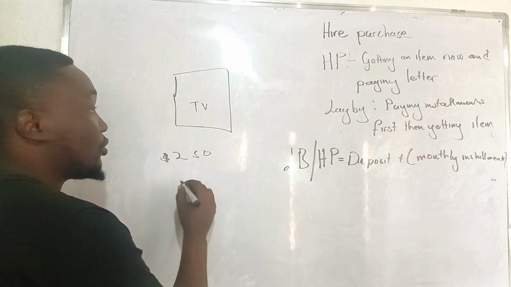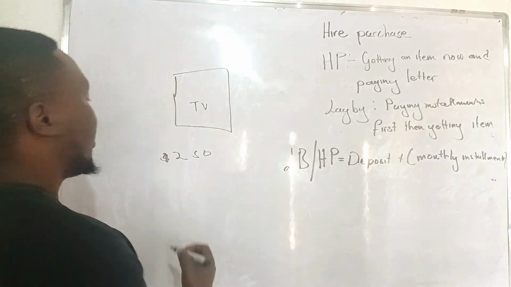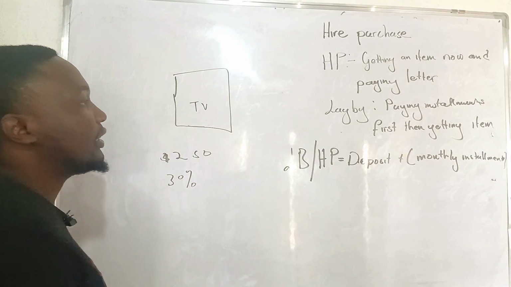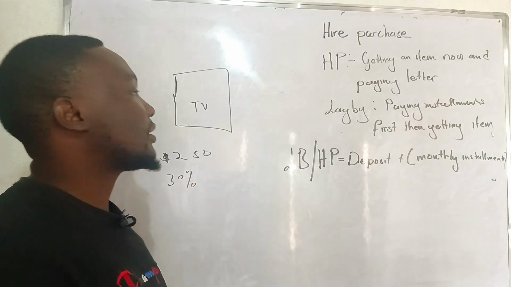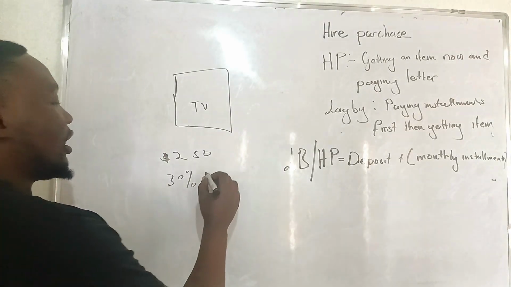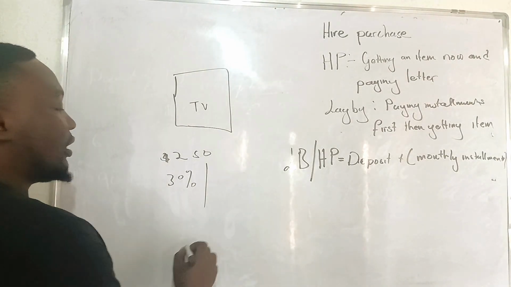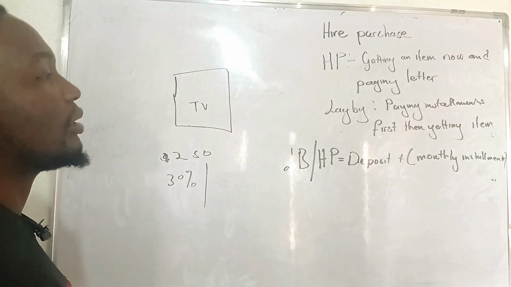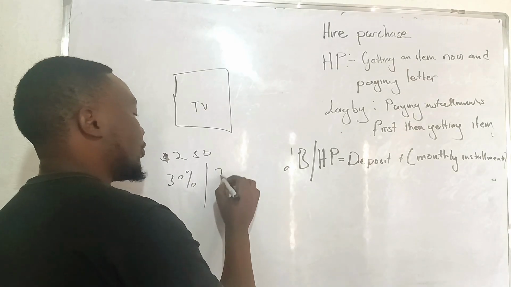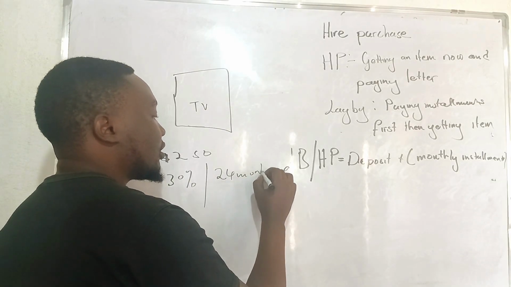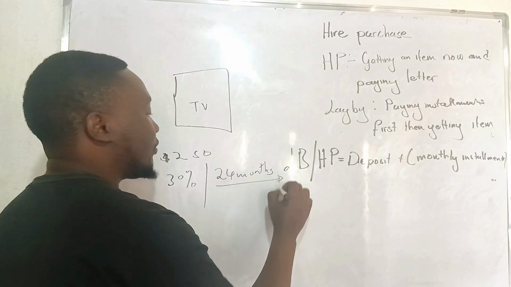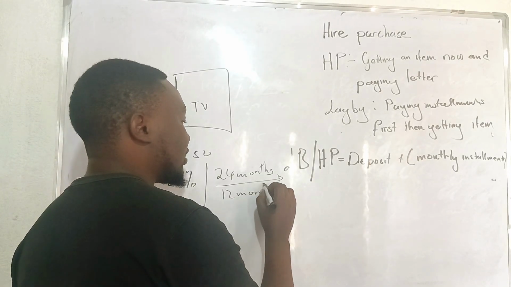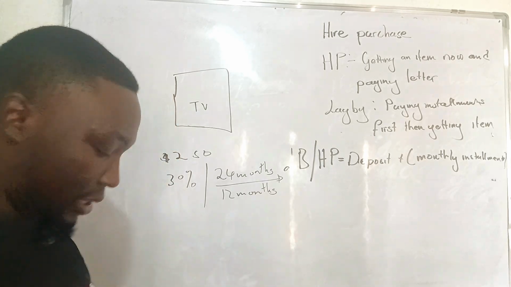You pay a deposit. Usually, a deposit is quoted as a percentage. Maybe a deposit will be 30% of the quoted price. Then you pay a deposit of 30% of the quoted price, which means after paying a deposit, you're going to pay the remaining. The remaining is installments. You're going to pay the remaining as installments, maybe for 24 months. You're going to pay a fixed amount for 24 months or 12 months, depending on the seller.